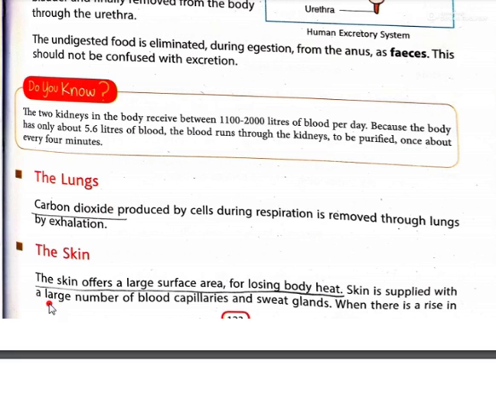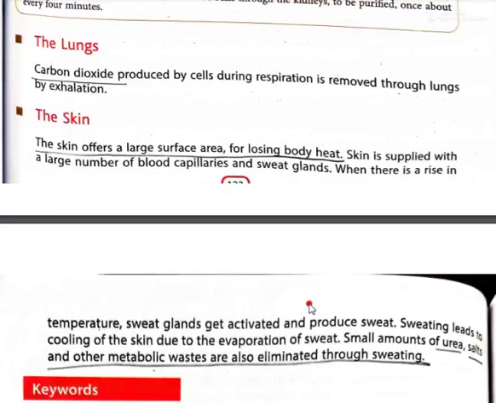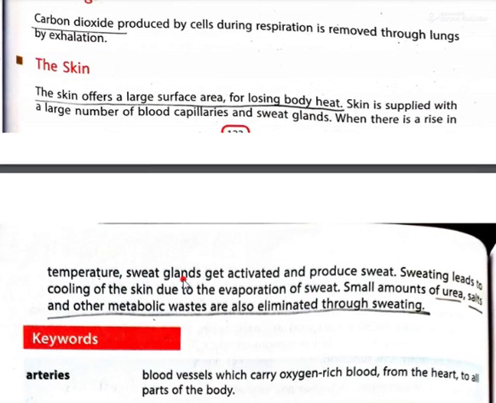The skin offers a large surface area for losing body heat. Skin is supplied with a large number of blood capillaries and sweat glands. When there is a rise in temperature, sweat glands get activated and produce sweat. Yes, we can observe it in the summer. A lot of sweating occurs because more heat is produced inside the body. Sweating leads to cooling of the skin due to the evaporation of sweat.